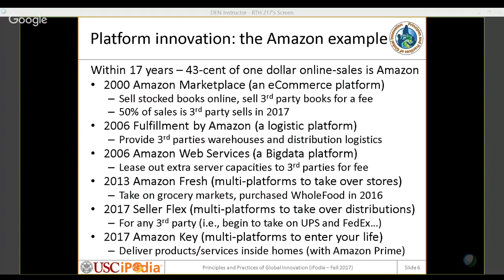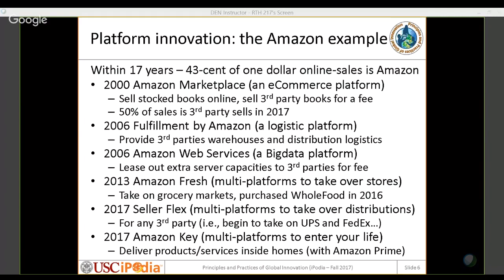So the question is, can Amazon be as successful as Alibaba, or vice versa? How do you compare these two? We can certainly have a lot of discussion, but let me tell you one conclusion. That is, it is hard to compare when you have a platform innovation.